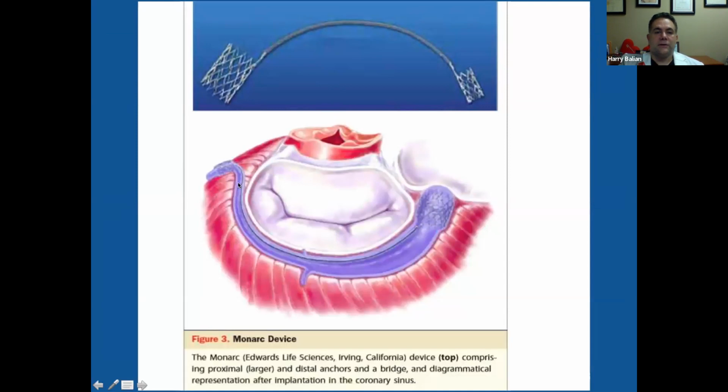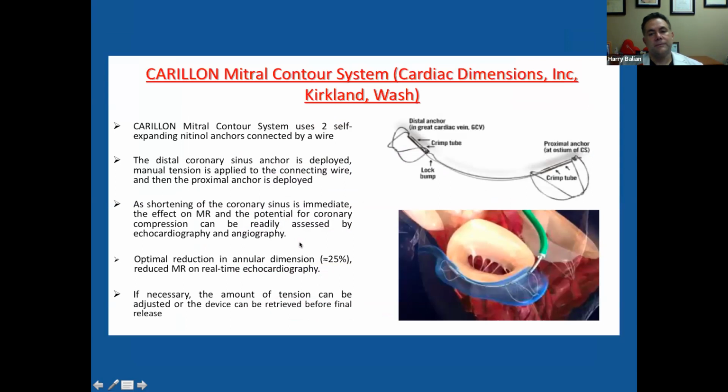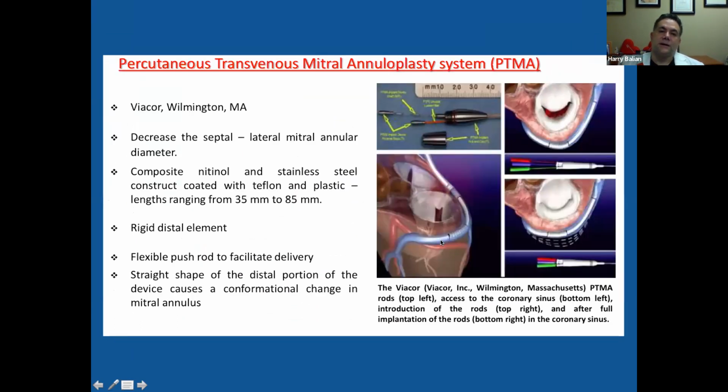So again, you're going across the coronary sinus, which wraps around the mitral valve, and you're delivering this device percutaneously and making the annulus smaller. The percutaneous device is similar, going across the coronary sinus and then delivering this device. And again, there are different methods of doing this.